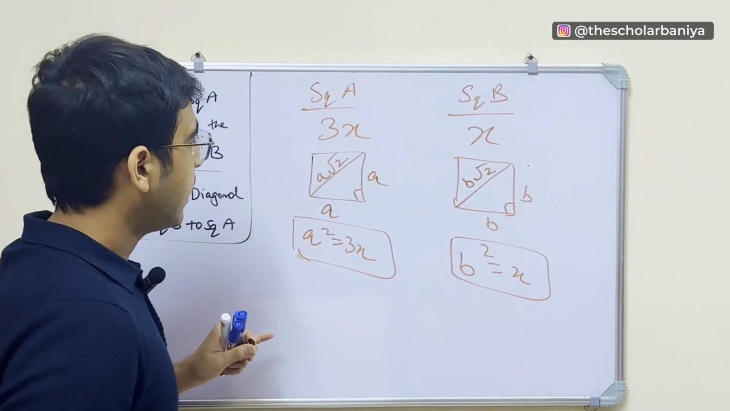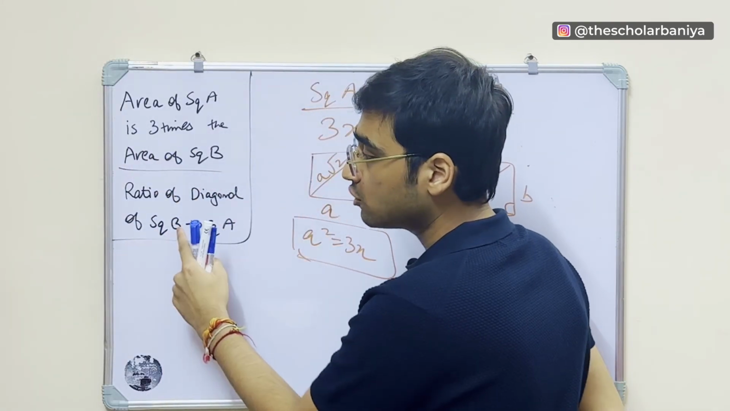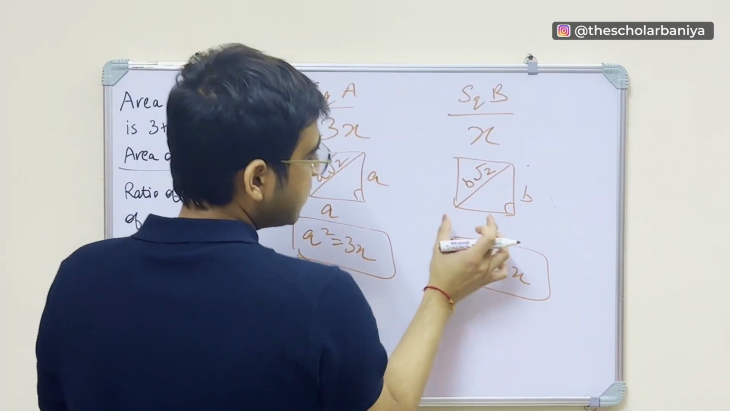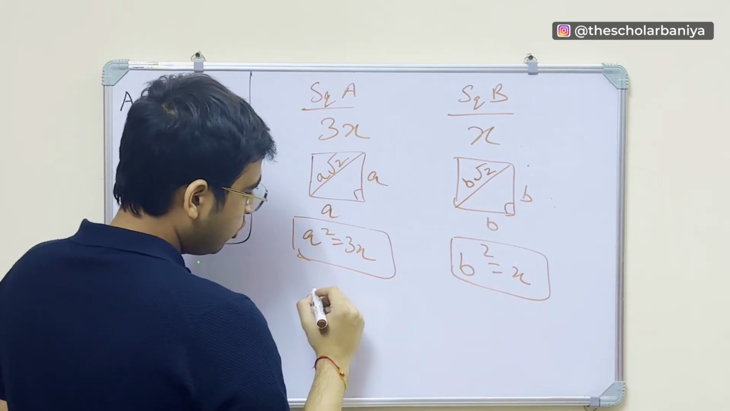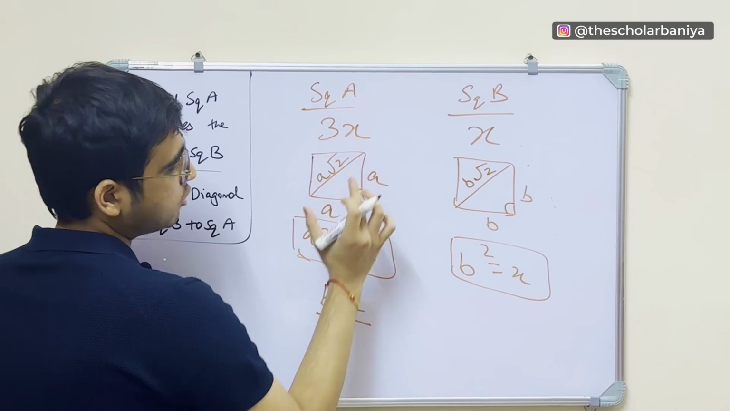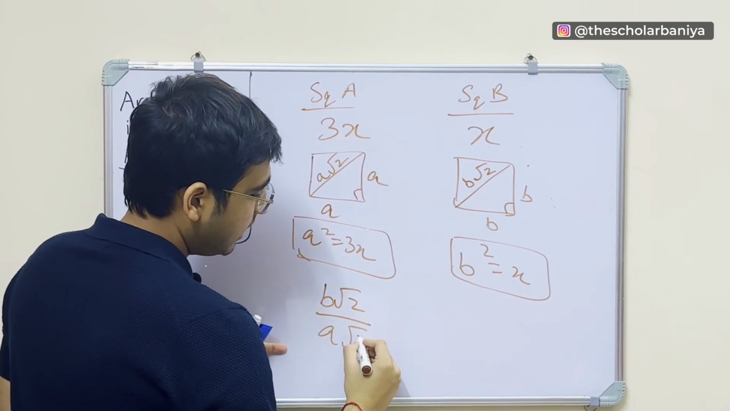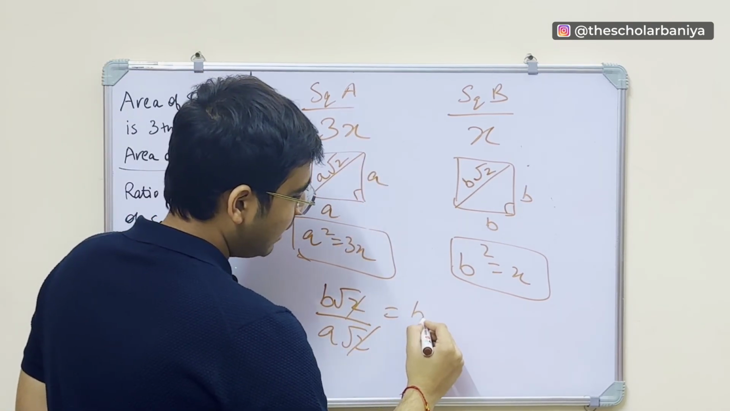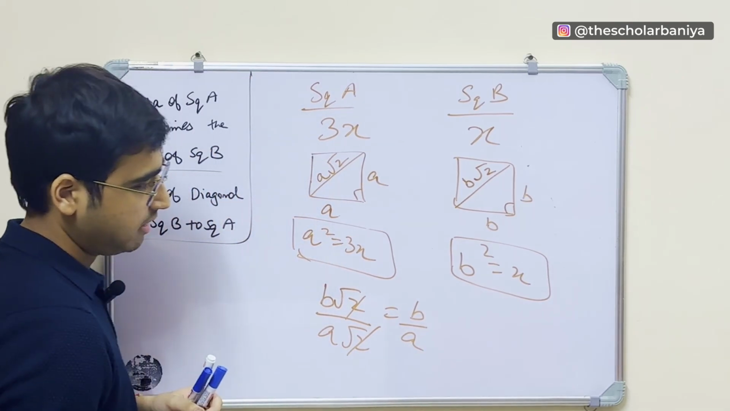Okay, so now we have to find the ratio of the diagonal of square B to square A. So what is the diagonal of square B? It is b root 2 upon the diagonal of square A, which is a root 2, right? So root 2 cancels. We have to find b upon a, right?